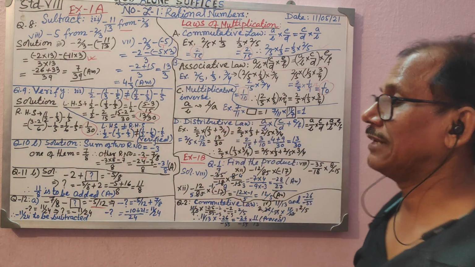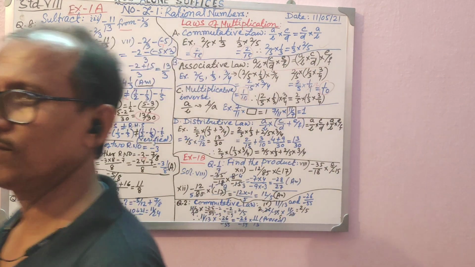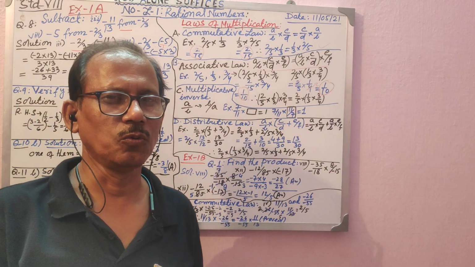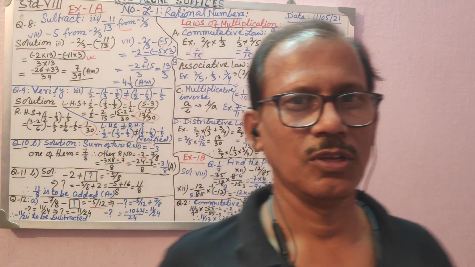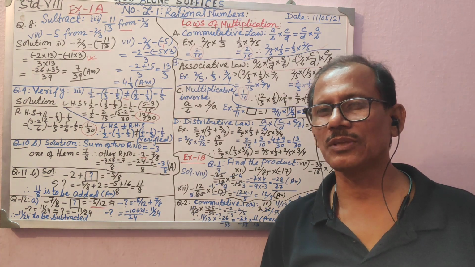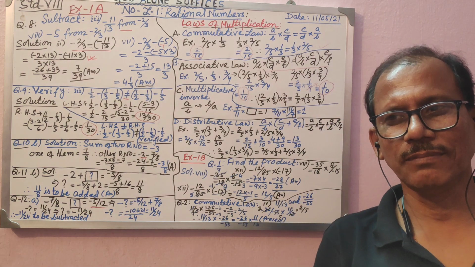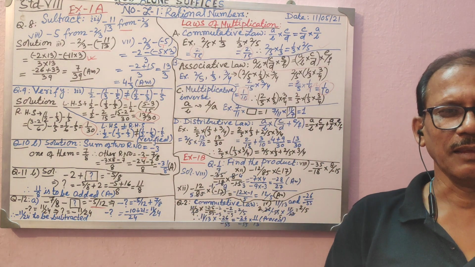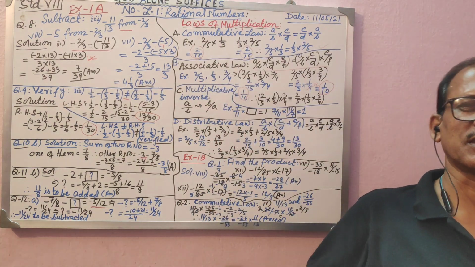So what is the multiplicative inverse? Do you remember the additive inverse? I said to you, something you add to a rational number so that the summation will become 0. So what are you adding to the rational number? If it is a positive rational number, then you add the negative of the same rational number. If it is a negative rational number, then you add the positive of the same rational number.